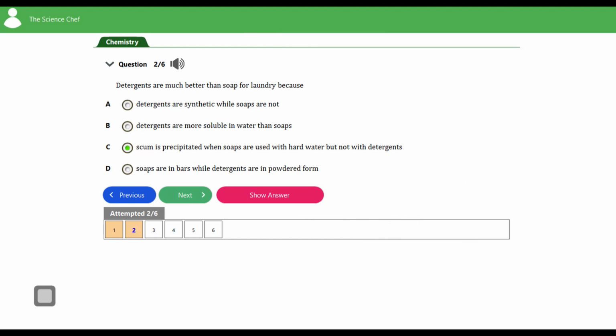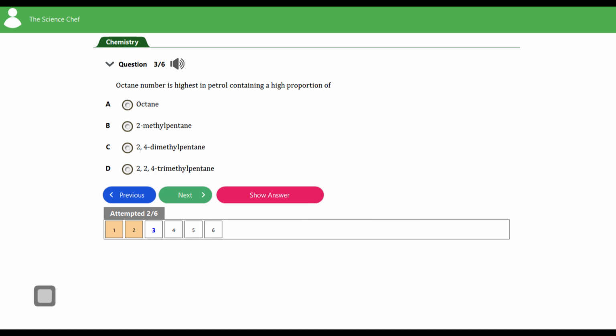C. Question 3. Octane number is highest in petrol containing a high proportion of A. Octane, B. 2,2-methyl pentane, C. 2,4-dimethyl pentane, D. 2,2,4-trimethyl pentane. Now what is octane number?